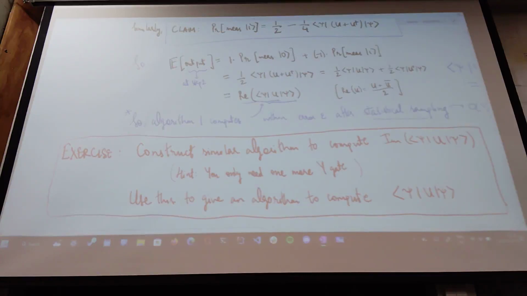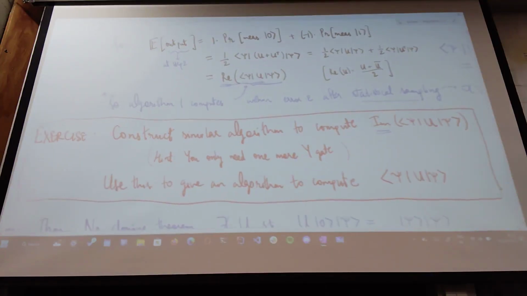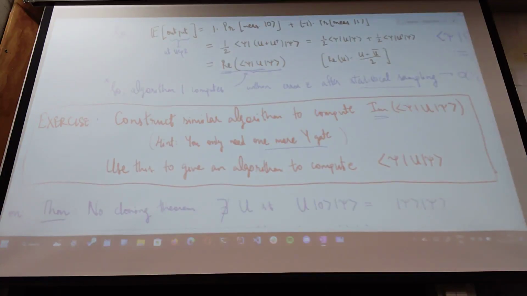Okay, so as an exercise, you should try to also compute, similar to how we computed the real value of the expectation value of psi U psi, the imaginary value. And to do this, I claim that we only need one more Y gate in the Hadamard test circuit, and there's only so many places you can put the Y gate. So just try to find where the right place would be.